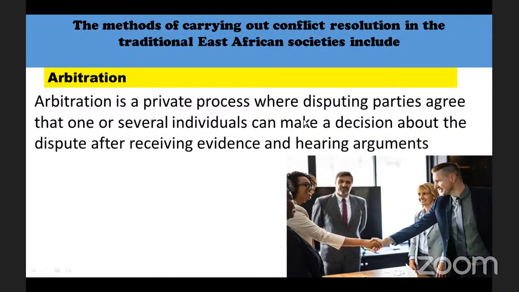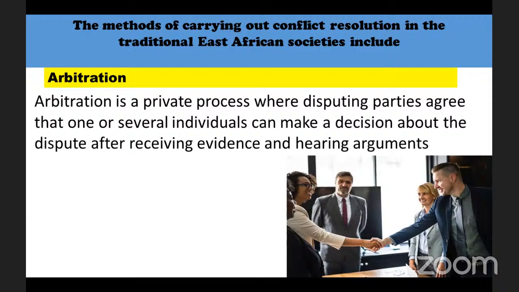Arbitration is a private process where disputing parties, those people who have conflicts, two or more people, because the conflict has to be between two or more people, agree that one or several individuals can make a decision about their conflict after receiving evidence and hearing the argument.